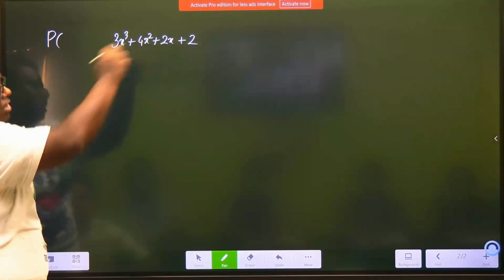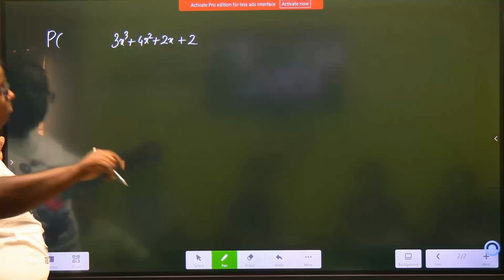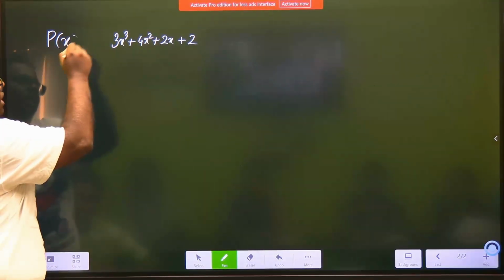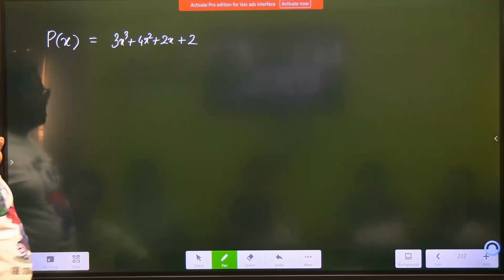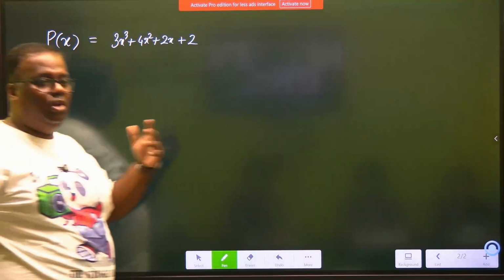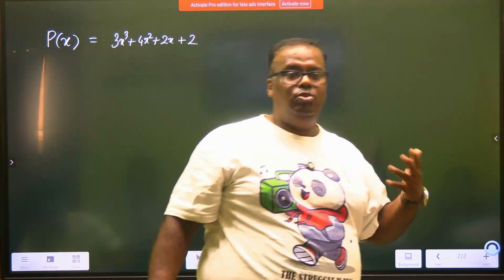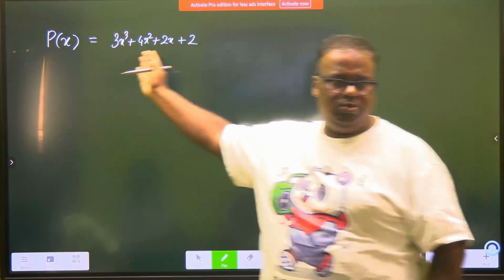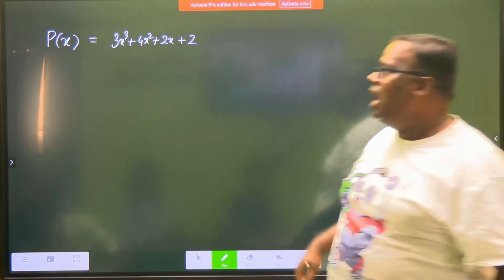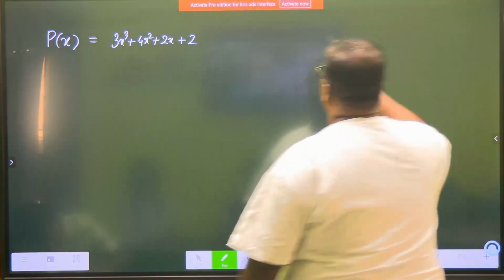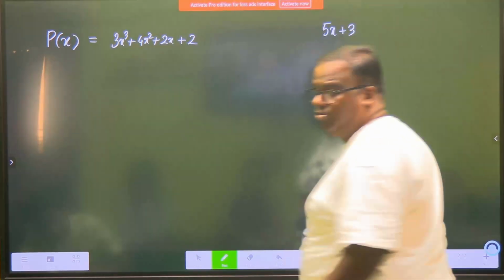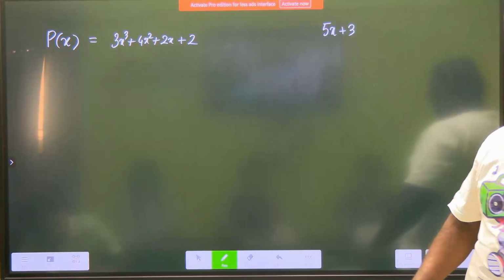Children, how many variables are there? One variable. What is the variable? It is a polynomial of x. So we call it P of x. P of x means a polynomial which is running with the variable x. P of x is equal to blah, blah, blah. I can take another polynomial also. Like say I have a polynomial 5x plus 3. Ask yourself, is it a polynomial? Yes, it is a polynomial.